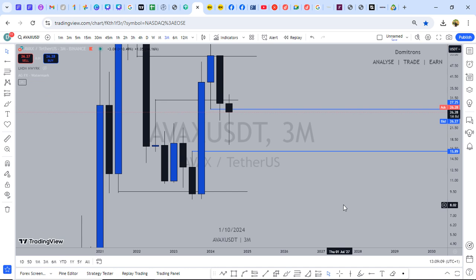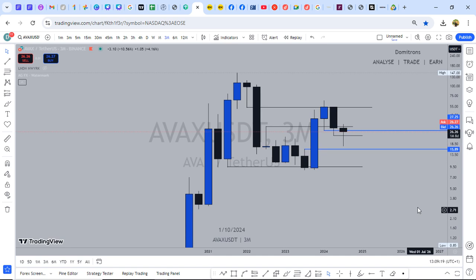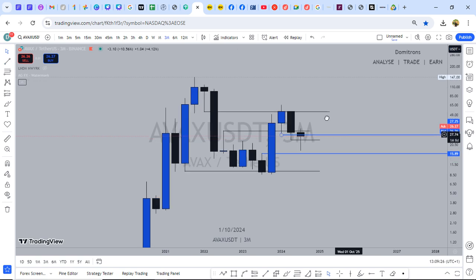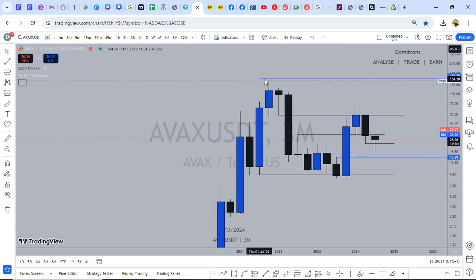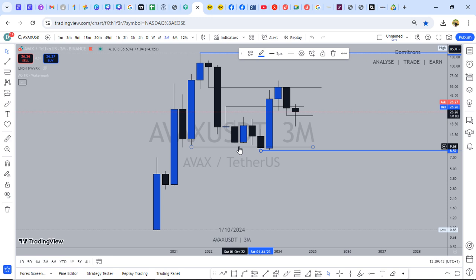Another interesting thing when we are looking at this is that we see it sweeping liquidity of the previous 3 months right there. All right, so now what we are doing is watching out for our range. So I'm taking this and moving it up to this high. This is the year 2021, so it's the previous 3 years, right? And from here, this is the year 2023.